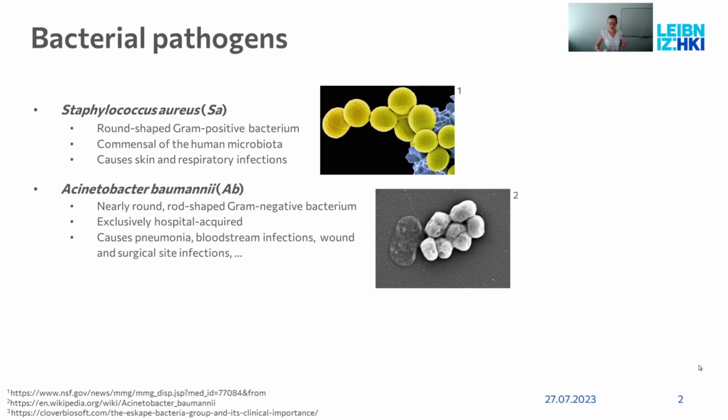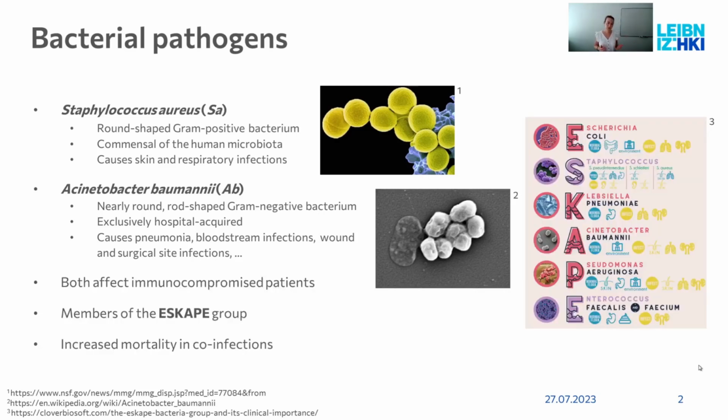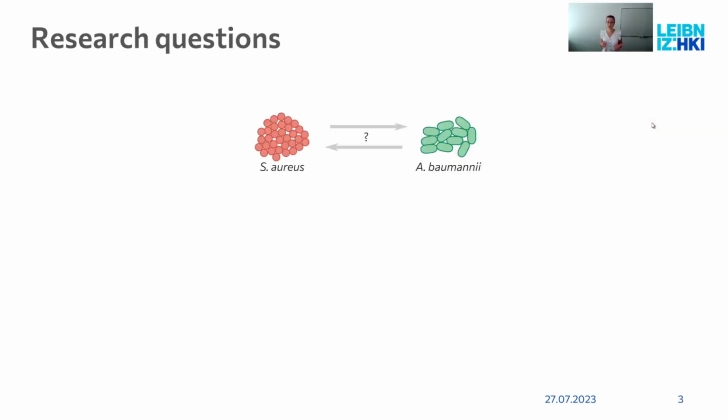Both of these pathogens affect primarily immunocompromised patients, and both of them are members of the so-called ECCB group, which is a group of pathogens with high rates of antimicrobial resistance and that is responsible for the majority of nosocomial infections. When both of these pathogens occur in co-infections, this is associated with a worsened prognosis for the patient and increased mortality rates.